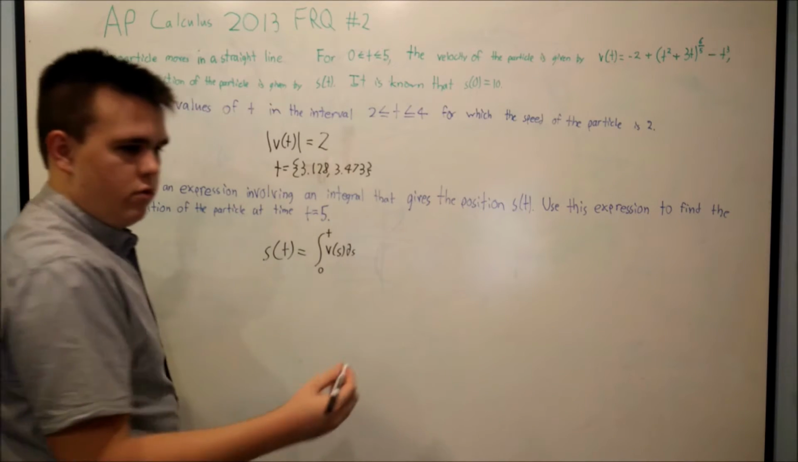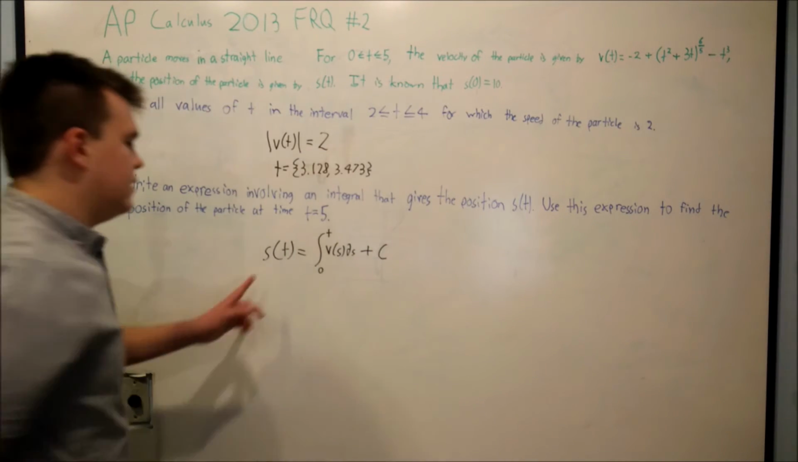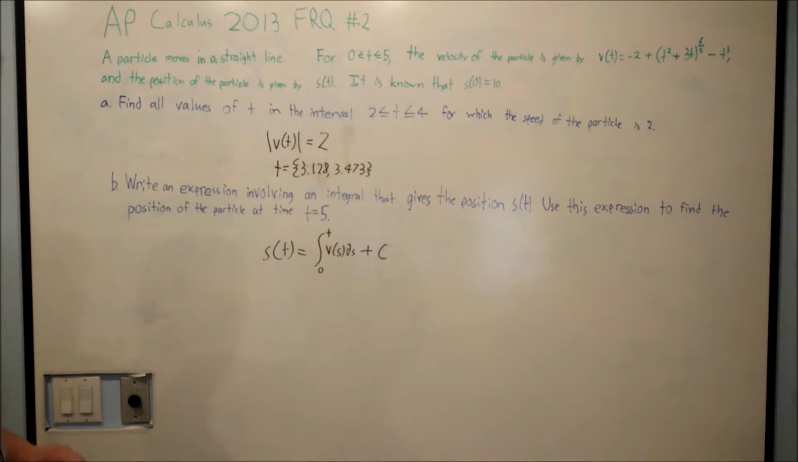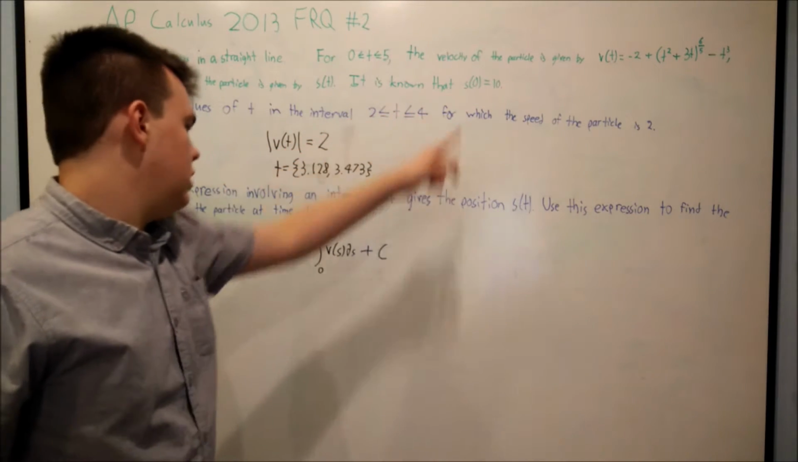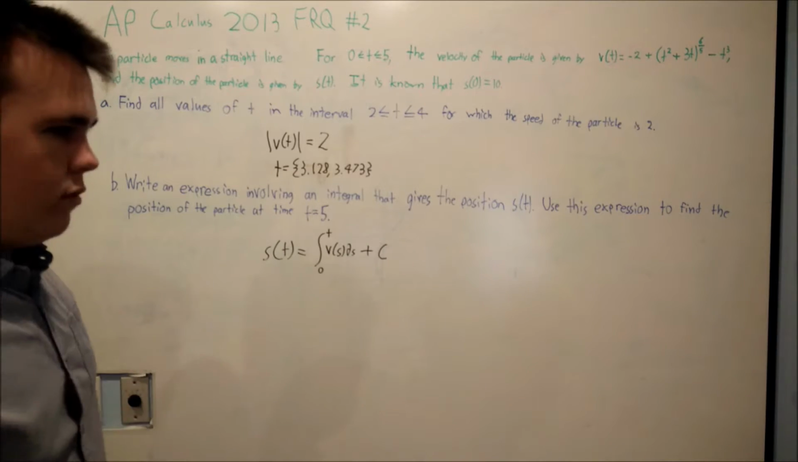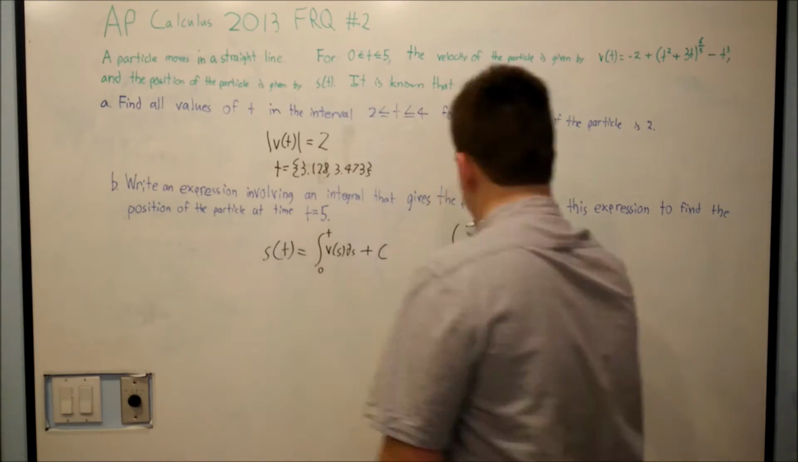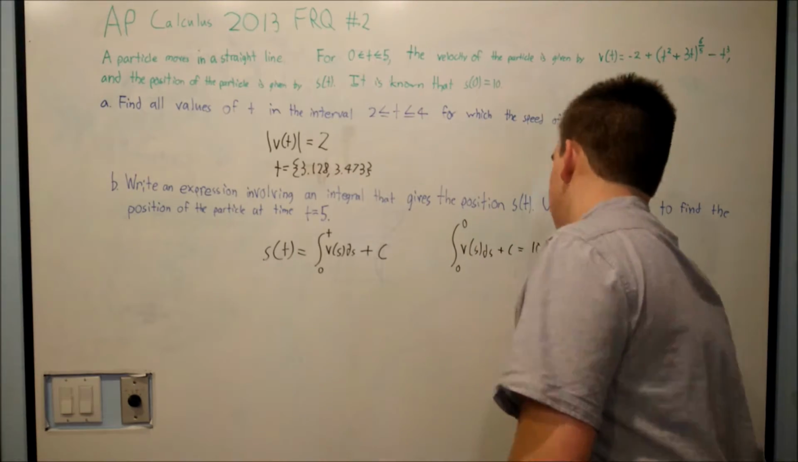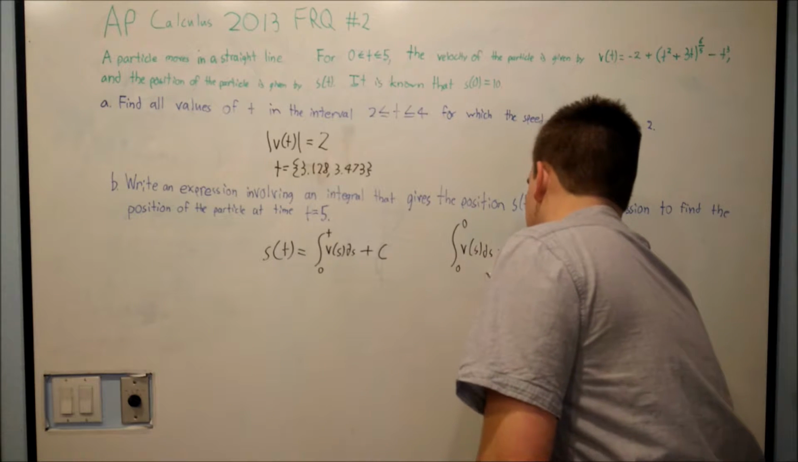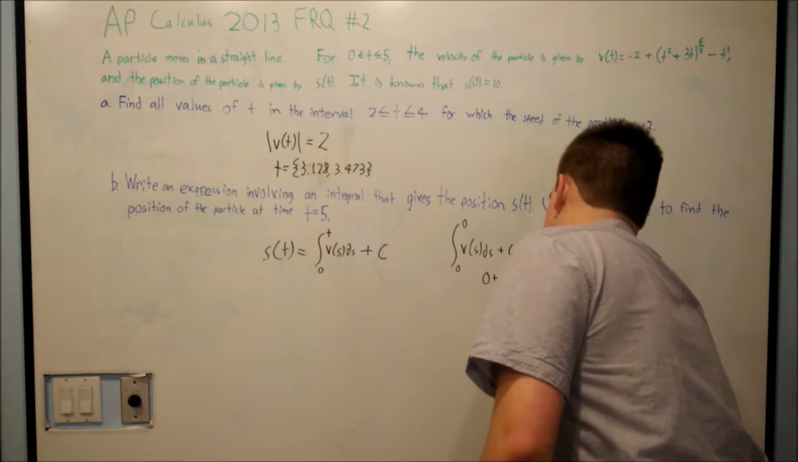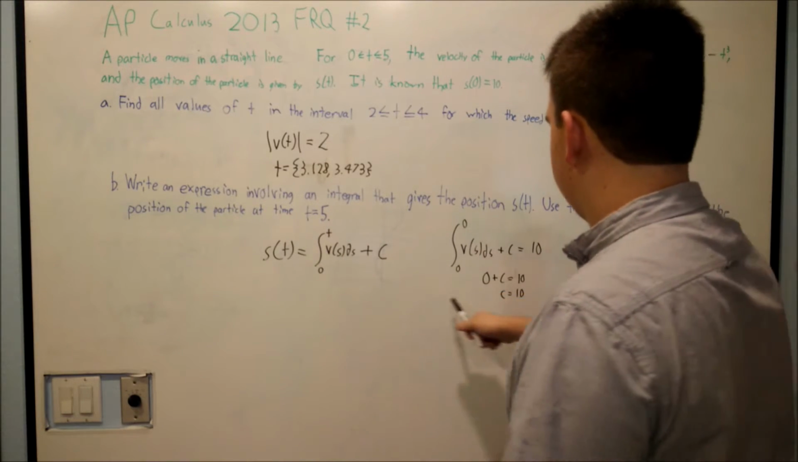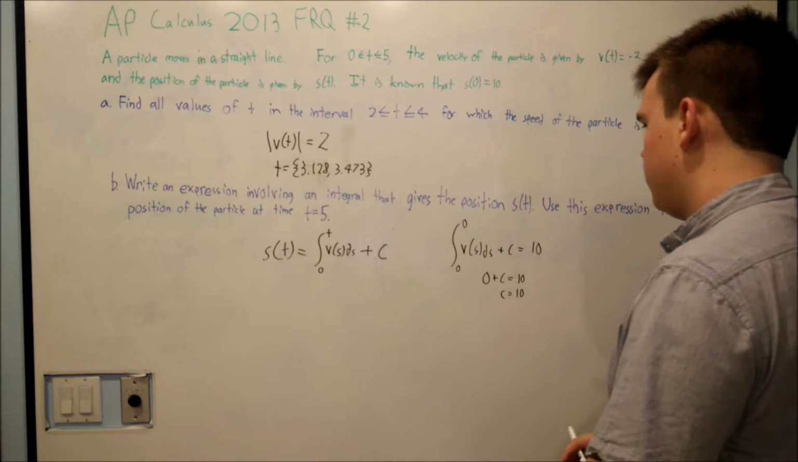However, we also have to remember that this has a constant c attached. So what is the value of that constant? Well, we know that s(0) = 10. So if we write this, we know that c must equal 10.